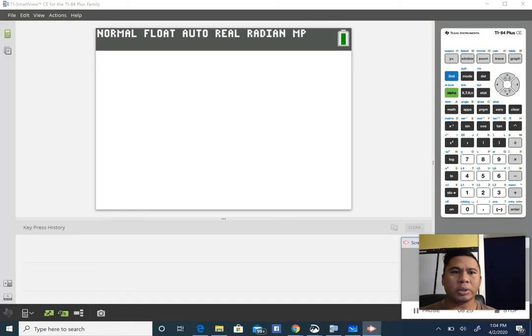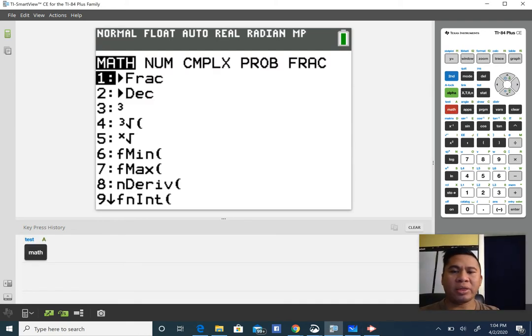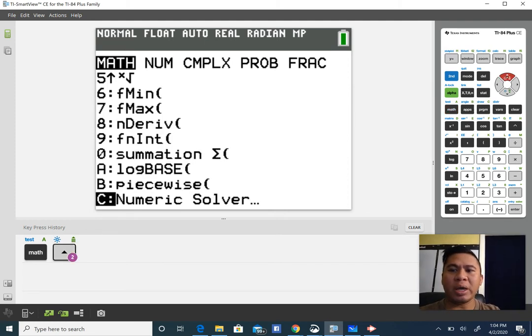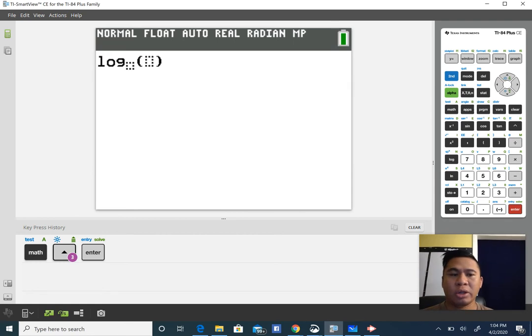Now, on how to use our TI-84 calculator for logarithm. So this is what we're going to do. Let's press math first. After pressing math, let's go up until we see a log base. Press enter, and there we go. We can put our subscript. Our base is 1.08.